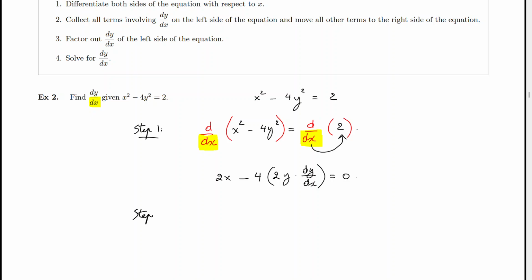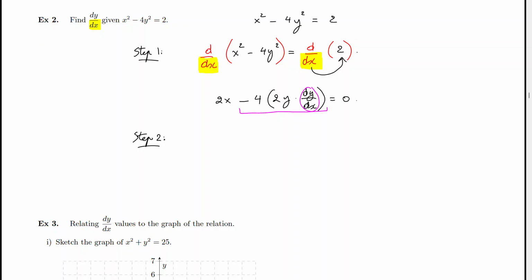So that is step number 1 of the process. Now, step number 2 in this process is to isolate the term that contains the dy over dx. This is the dy over dx. We want to put the term that contains it all alone on one side of the equation, and everything else has to go away and go to the other side.